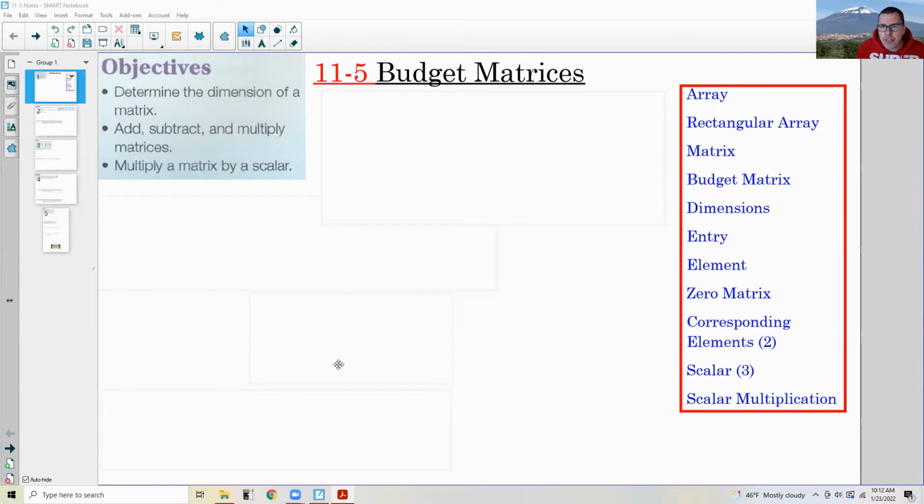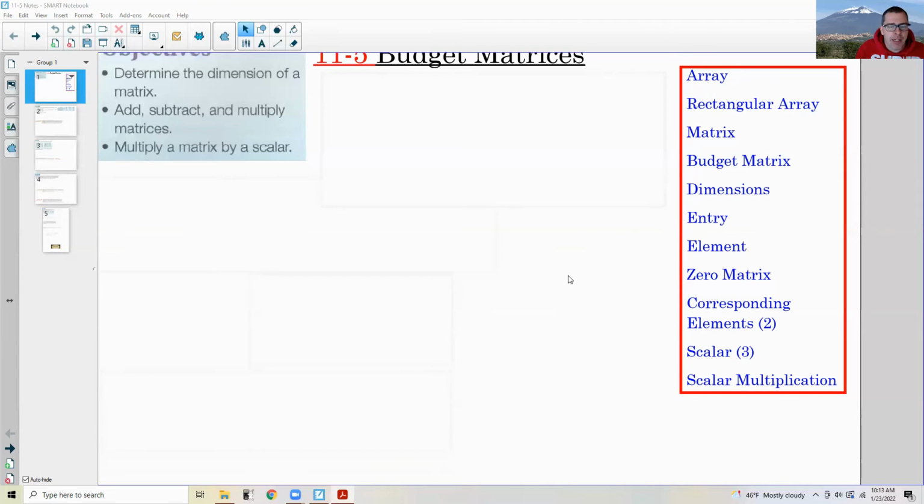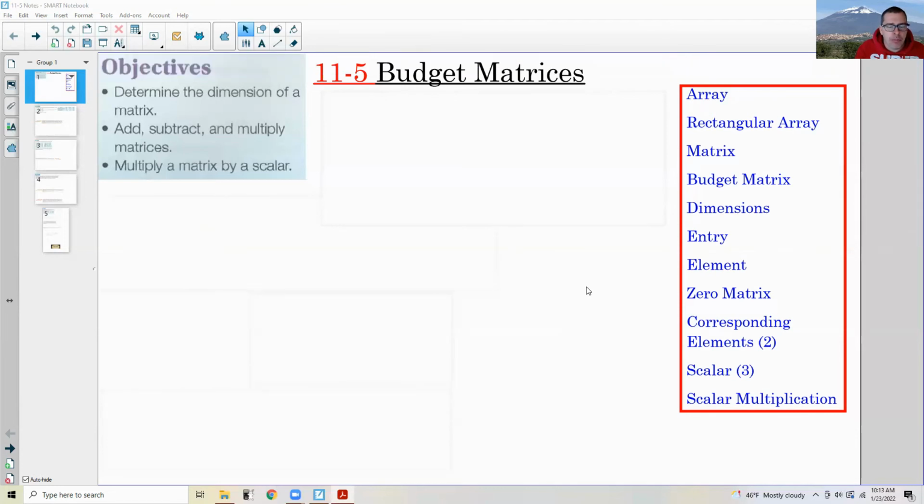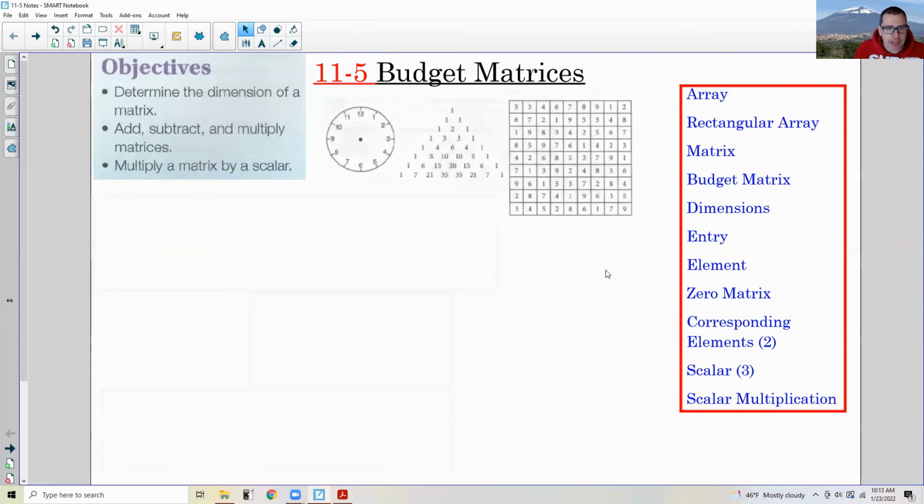And over here on the right in this red square, I have all the words that we need to know the definitions of, the vocabulary. So what is an array? Well, for starters, an array is an ordered arrangement, and it doesn't have to be numbers, it can be anything, just as long as something is put in some sort of order. So here I have an example from the book. This is a clock. That's an ordered set of numbers from 1 to 12 arranged in a circle. So that is an array.